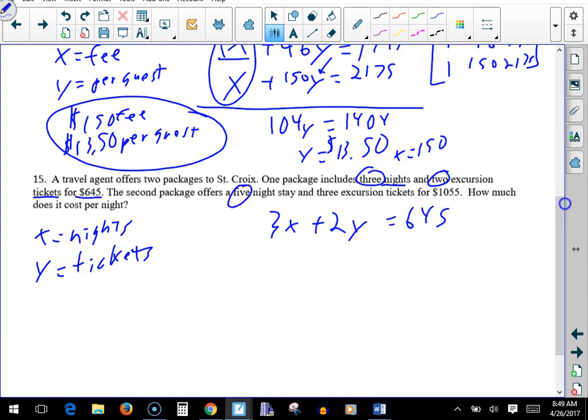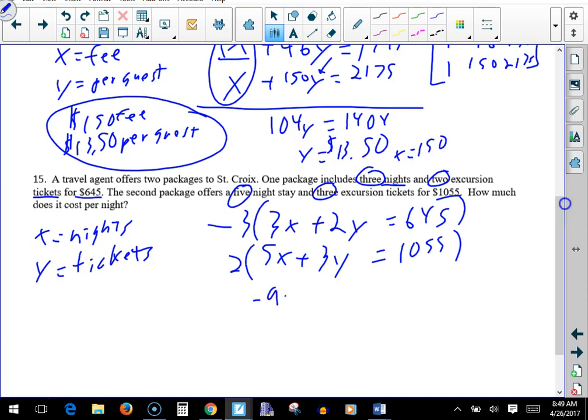Second package, 5 and 3. $1,055. Now, for this one, elimination is your best option, if you're not doing matrices. You can do x's with 15 and -15, or y's 6 and -6. You pick. I'm going to go with 6 and -6. At this point, one of them has to be negative, so you just pick. It's arbitrary. It doesn't matter. You'll get the same answer.